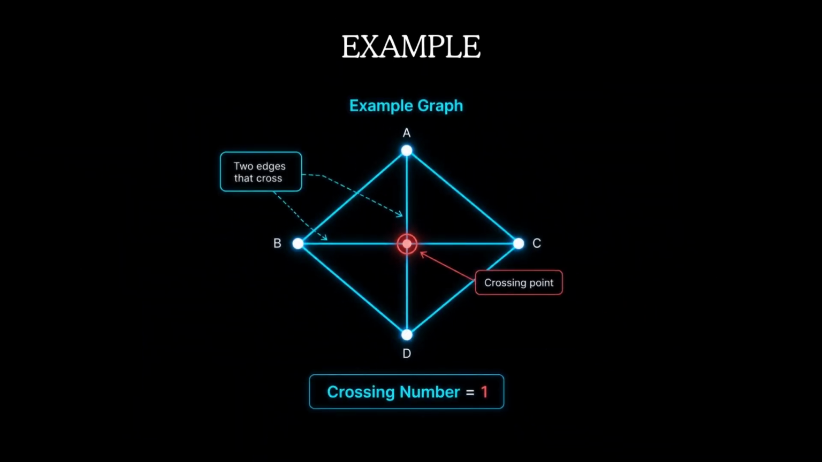In this example, we can see a graph where two edges intersect at one point. In the center, the highlighted red circle represents the crossing point where the two edges meet. Since there is only one intersection in this graph, the crossing number is equal to 1. This example shows how crossings are identified and counted in graph theory. Different graph arrangements can sometimes reduce the number of crossings, making the graph easier to read and more visually organized.